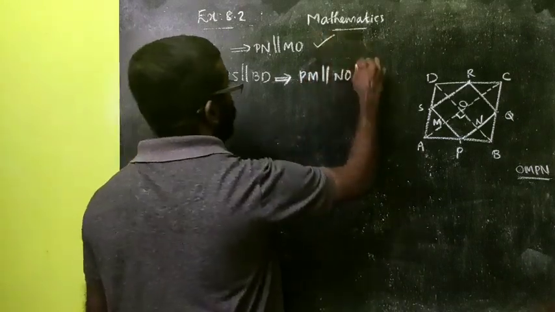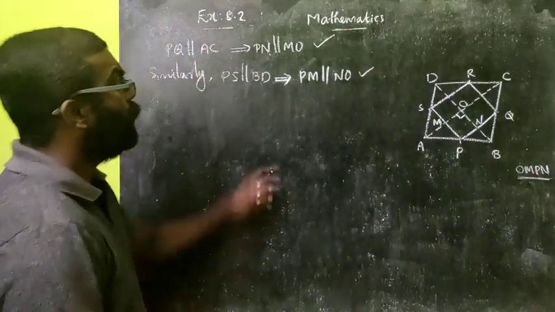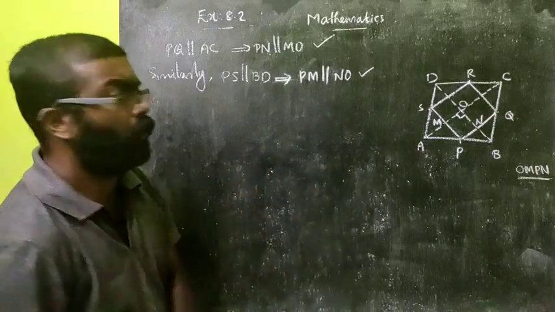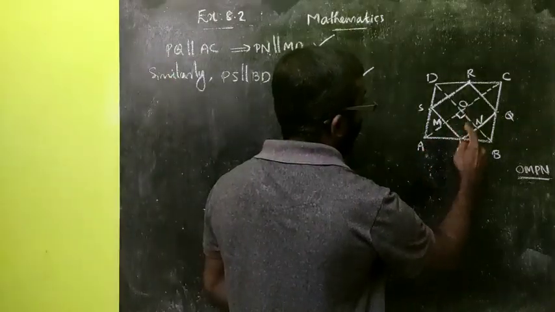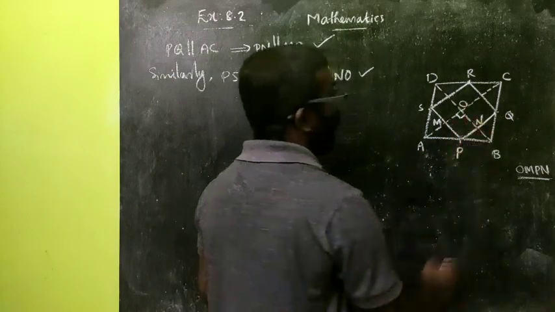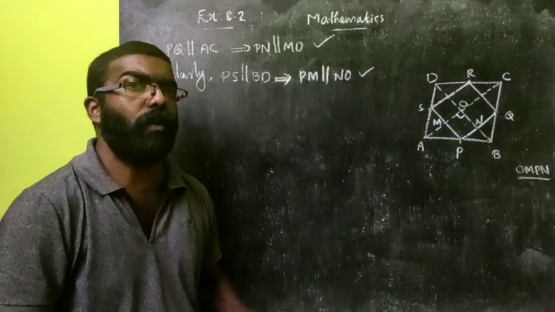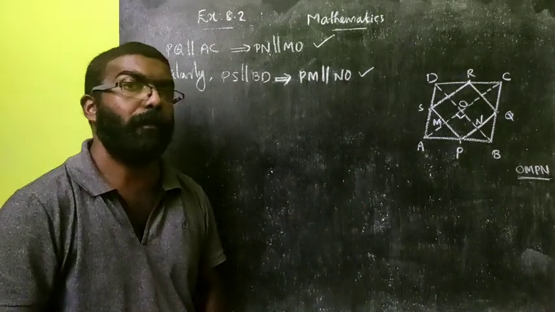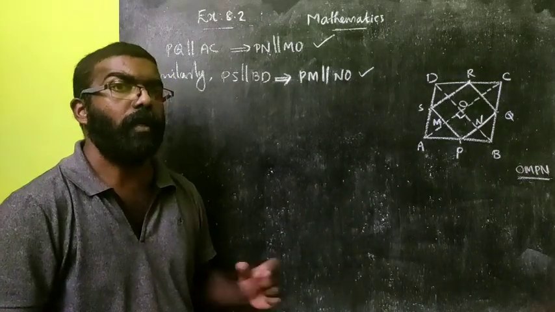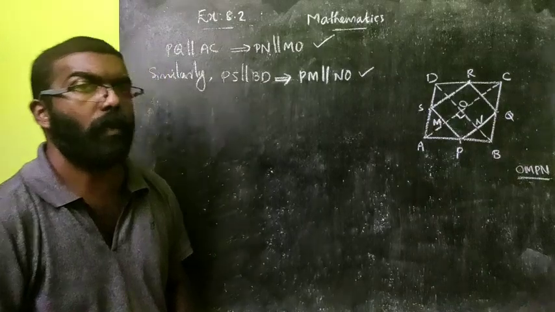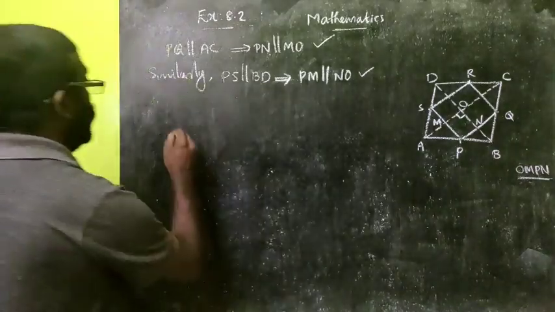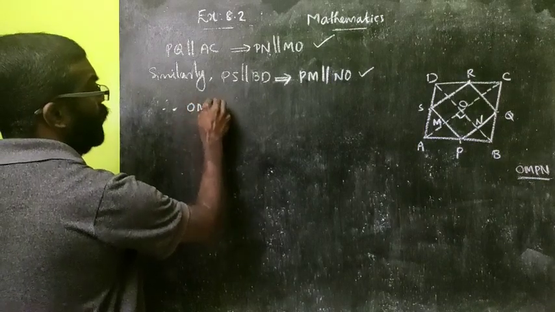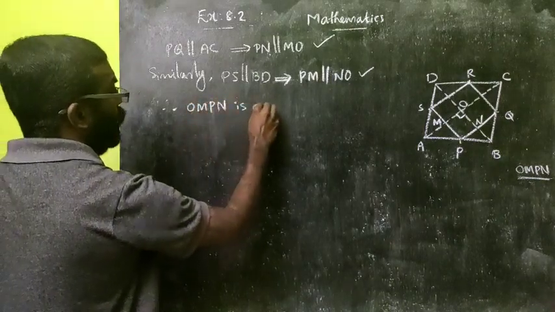And we can combine these two steps. PN parallel to MO and PM parallel to NO. That means each pair of opposite sides of the quadrilateral OMPN are parallel. Okay, that means the quadrilateral is a parallelogram. Right. So here we can write, therefore OMPN is a parallelogram.